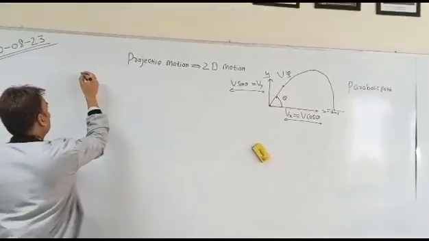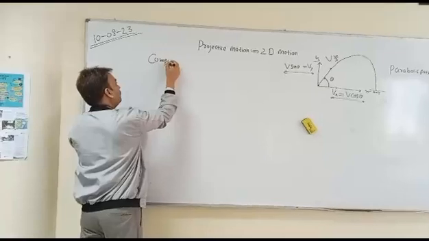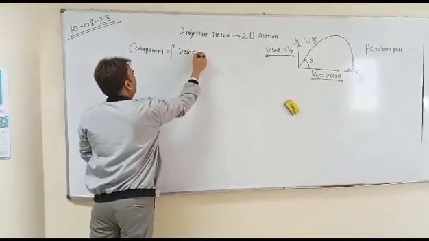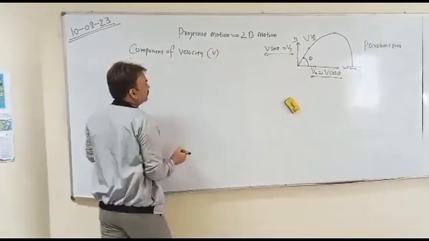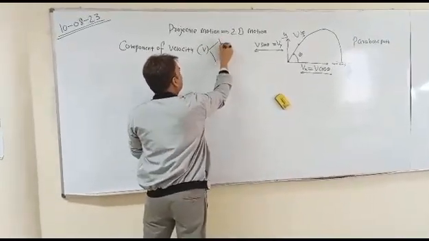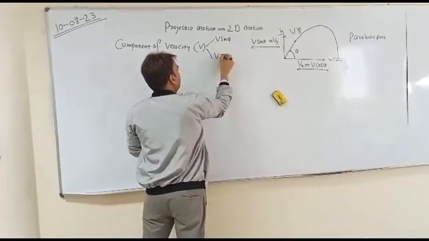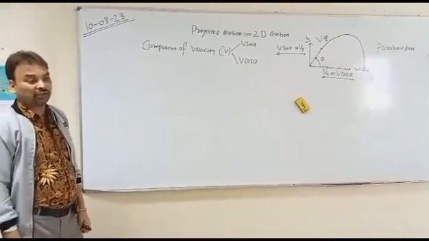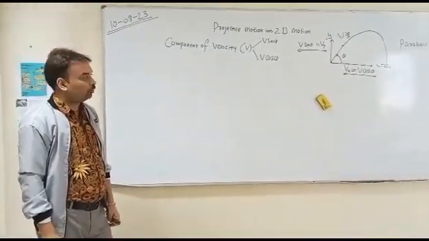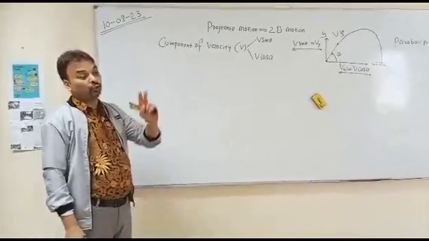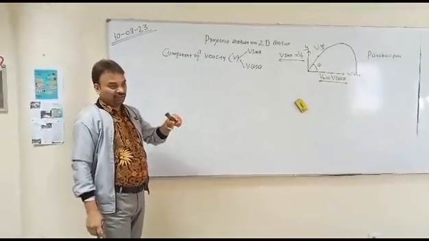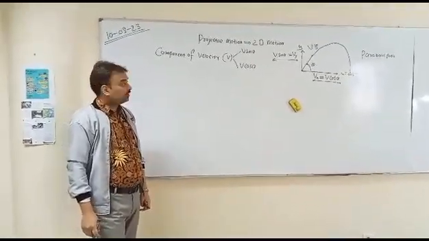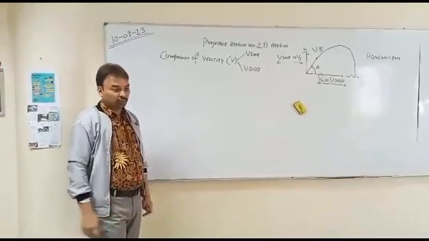So finally, the components of velocity v, right? It has two components: one is v sin theta and the other is v cos theta. These are the components of velocity. In 2D motion, in projectile motion, which is a 2D motion, any object moves with two velocities, one along the horizontal direction and the other along the vertical direction, right? This is known as projectile motion.